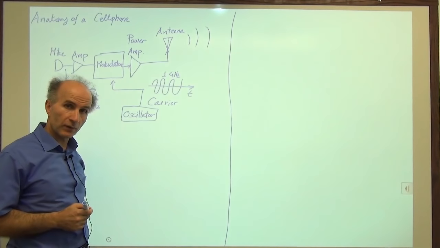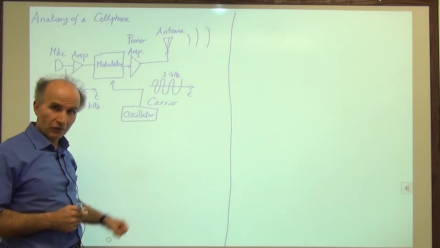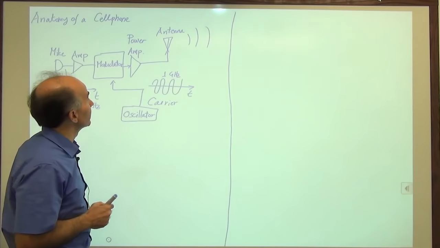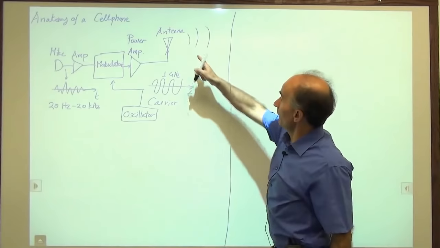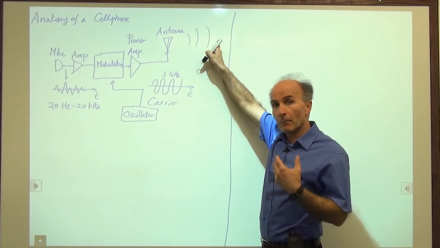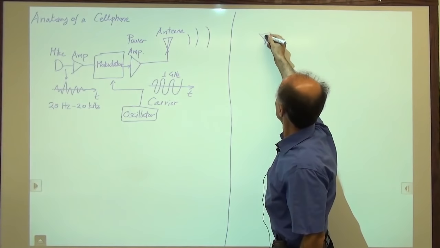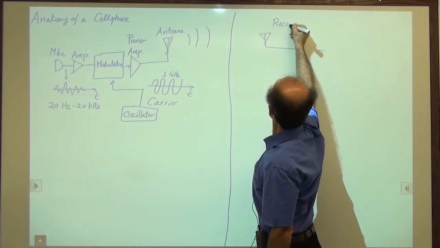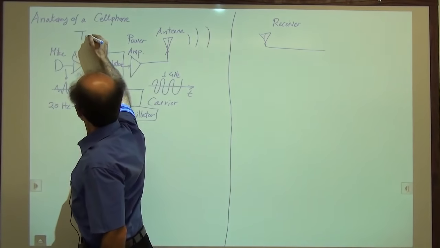Okay, now let's go to the receive side and see what should happen there. We sort of expect the reverse of all of this to happen, right? So let's see what we need to do there. Okay, I will draw the receiver on this side. These waves propagate through the air and are picked up by my receiver antenna. So I have an antenna here, and I'm trying to build my receiver. So here's the receiver. So I guess I should call this the transmitter.